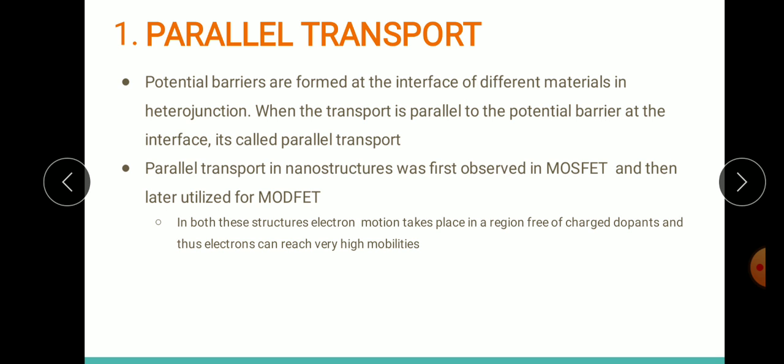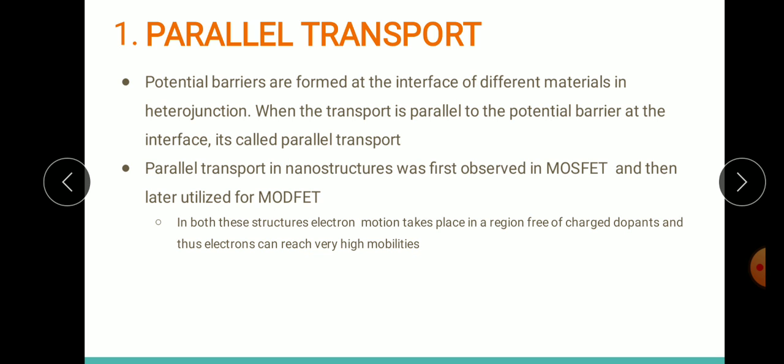Fine. So again, coming back to MODFET, the electron motion is taking place in the gallium arsenide region, which is again not doped. It is an intrinsic gallium arsenide. So again, that region is free of charged dopants. So due to this property itself, the electrons can reach very high mobilities because they don't have any charged dopants to stop their transport.